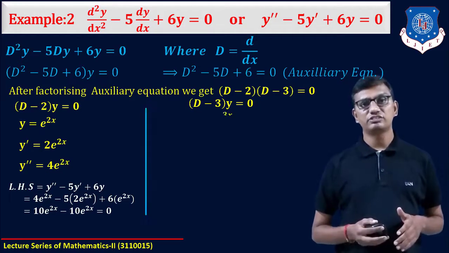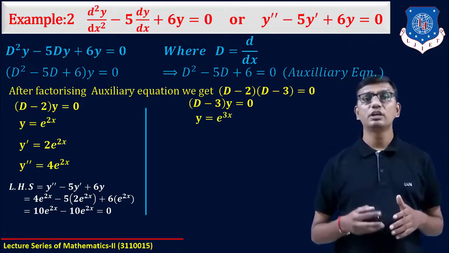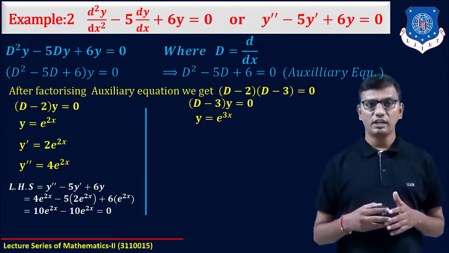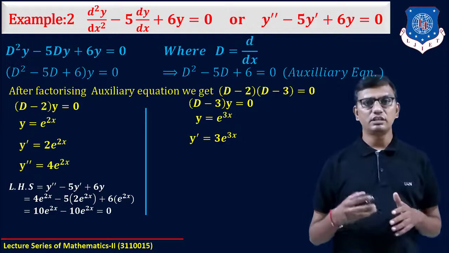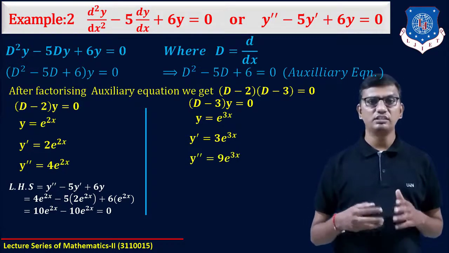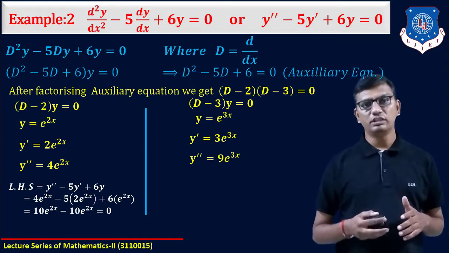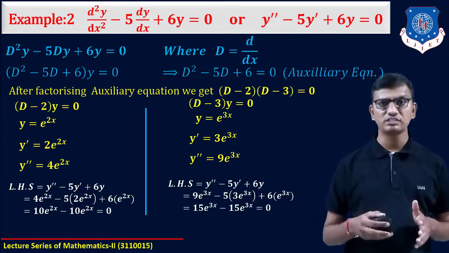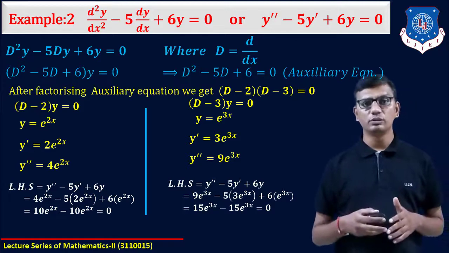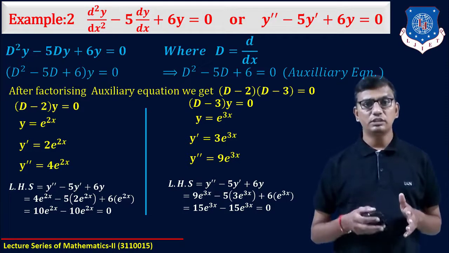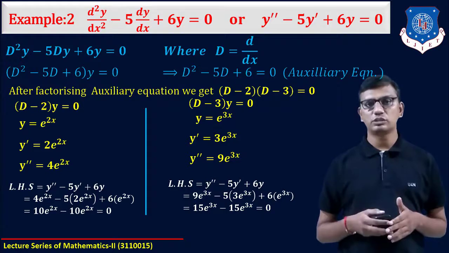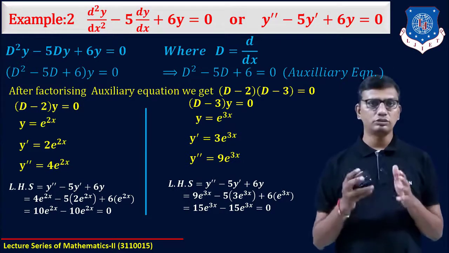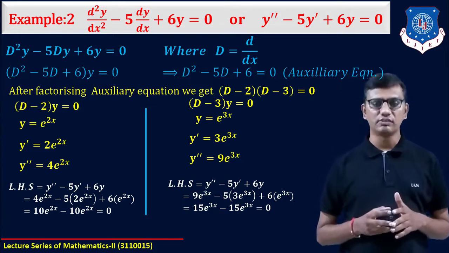Similarly, from (D - 3)y = 0, we have a solution by the separable variable method, which is y = e^(3x), and y' is 3e^(3x), y'' is 9e^(3x), and we put these in the LHS of the differential equation y'' - 5y' + 6y = 0. We get 15e^(3x) - 15e^(3x), and that will be 0. So the second one is also a solution of our original differential equation.